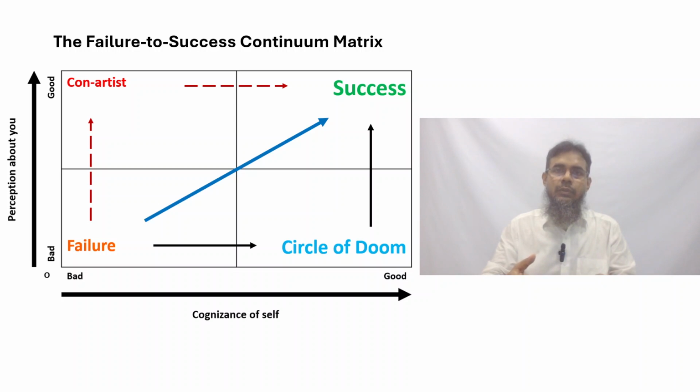When we talk about the x-axis in this diagram, as you can see on the screen, cognizance of self: how much you are aware about yourself. That could be low or high, bad or good. And the y-axis is the perception about you. This perception is what others have about you. Again, this could be low or high, or in the convention that we are following, bad or good.